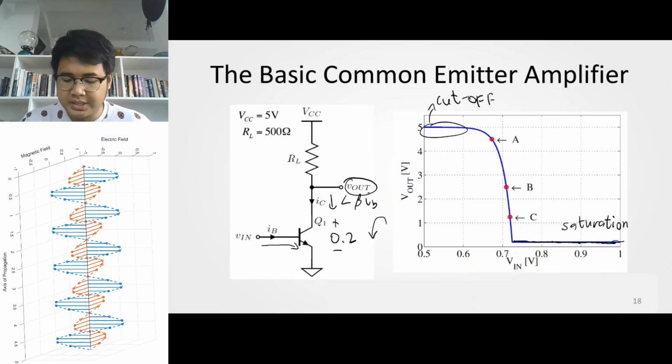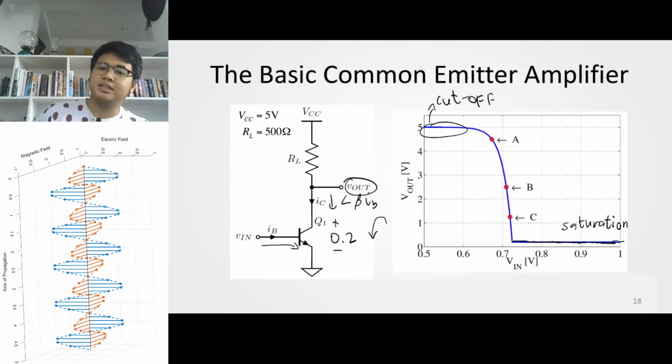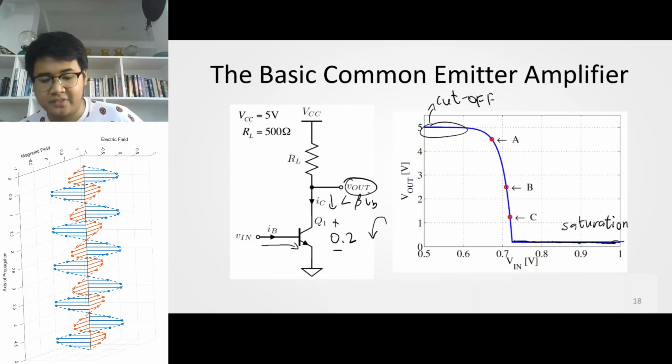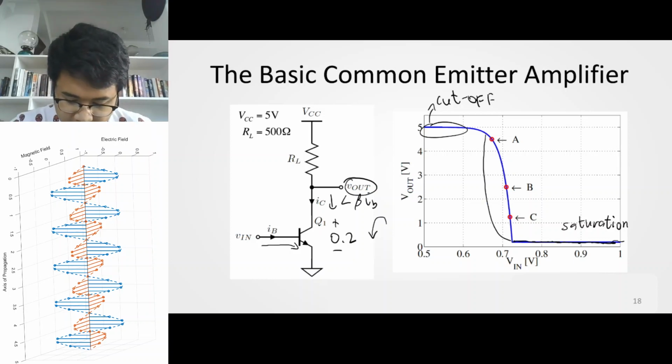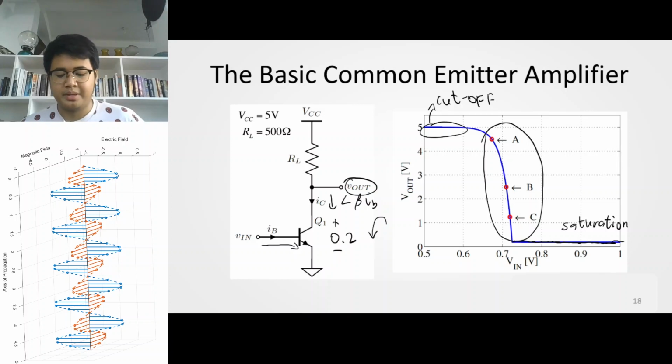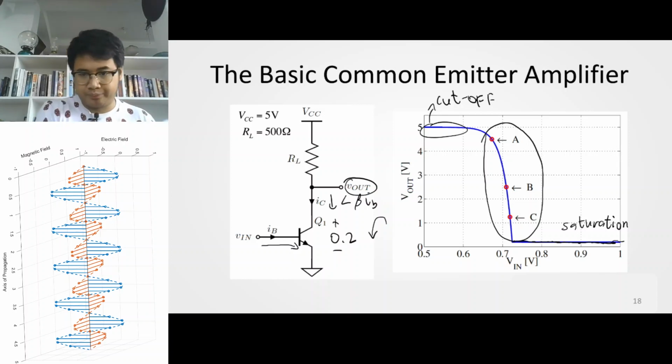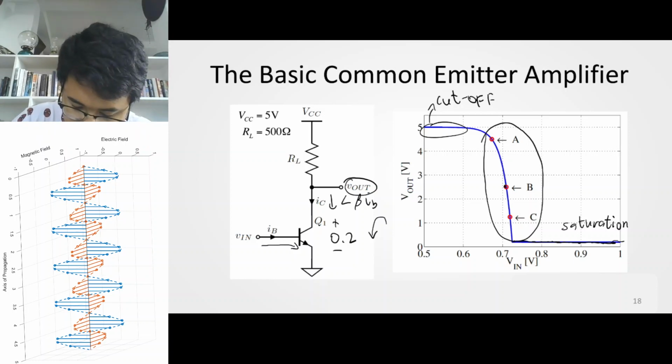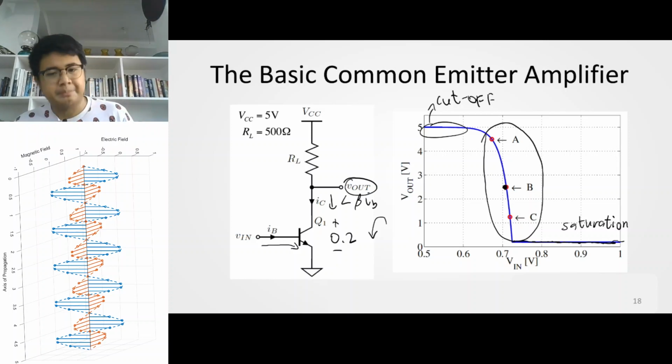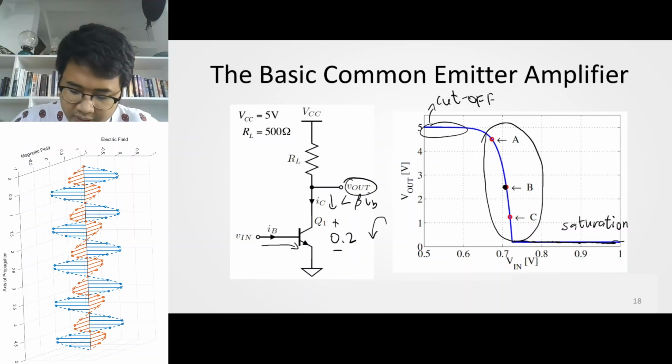Both of these, cutoff and saturation, are actually useless when we want to amplify a signal. The best point to operate your amplifier is here, at the sloping region, because there's a slope between Vin and Vout. Imagine a small fluctuation. Initially you're at point B. Imagine your Vin fluctuating at C and A.